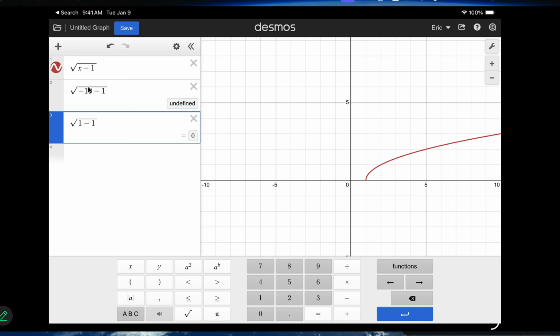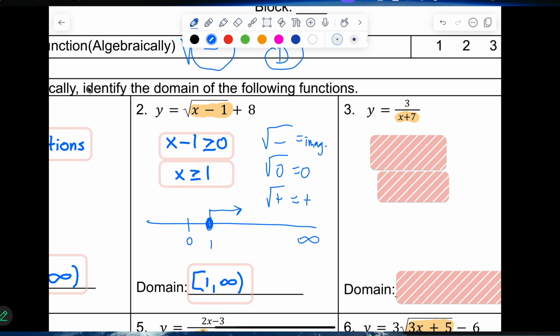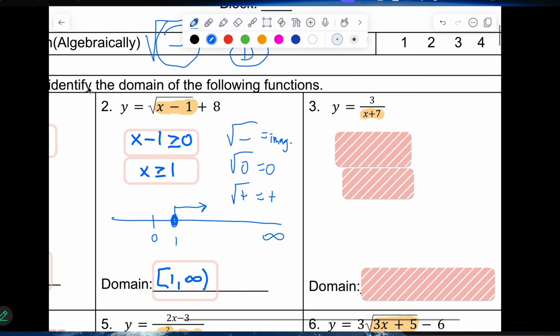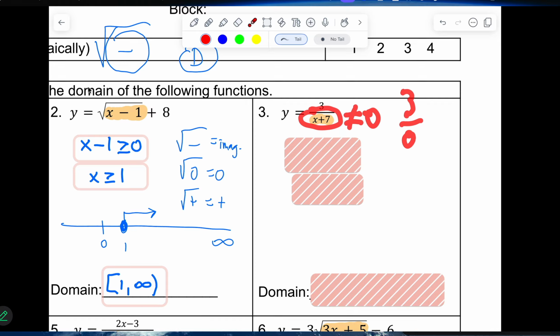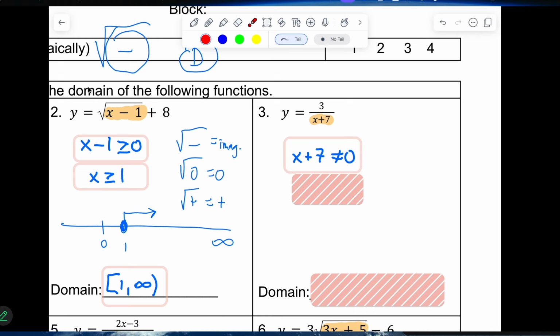So this is where my graph exists, okay? All right, so the same idea with number 3. There's a restriction here because down on the bottom of our fraction, there's a denominator, and this cannot equal 0, right? Because if that was the case, we would have 3 over 0, which is undefined. And so when we look at this, x plus 7 cannot equal 0. And that means that x cannot equal negative 7.